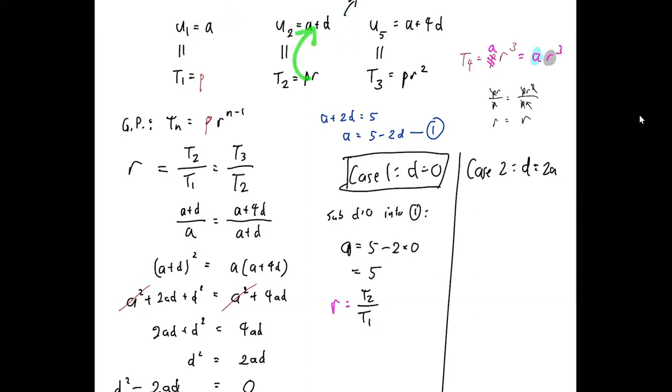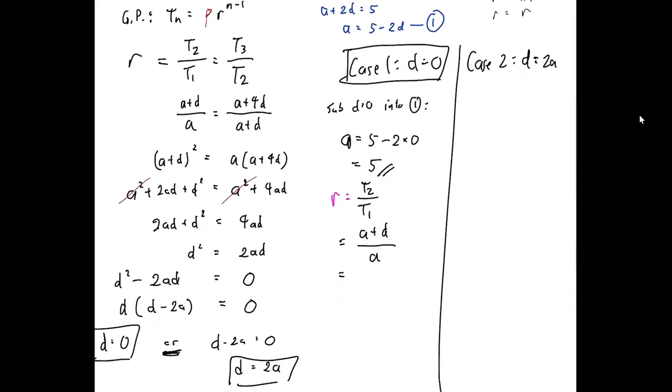Because T2 is actually U2, which is A plus D. T2 is actually U1, which is A. So now this simply becomes A plus D over A. We also know what D is, and we also know what A is. A is 5, and D is 0 in this particular case. So that means we'll have 5 plus 0 over 5, which means we'll get a 1 for our R.